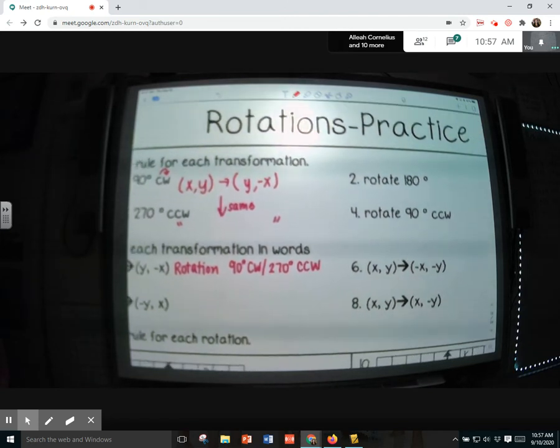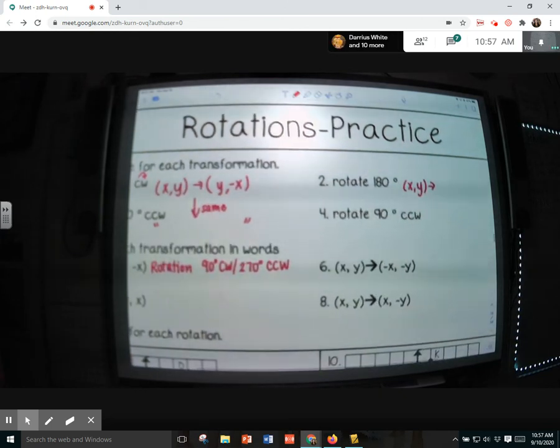Okay, so number 2 wants you to rotate 180 degrees. So the rule is (x, y) goes to... do I switch their places? No, you switch the signs. All I do is switch their signs. So negative x, negative y.